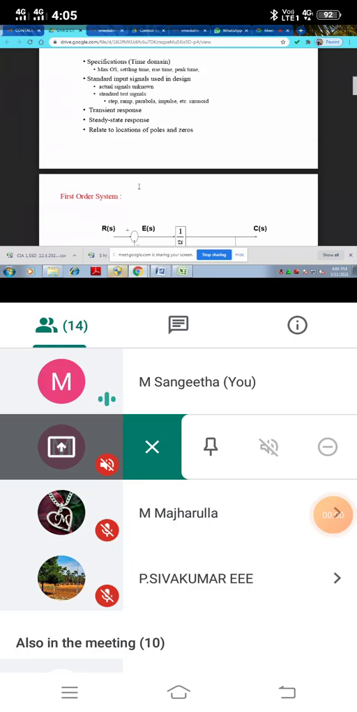First order system. First order system says the S power is 1, so the system will be called a first order system. Got it? Input is reference, so the letter is R. Output is controlled output, so the letter representation is C.